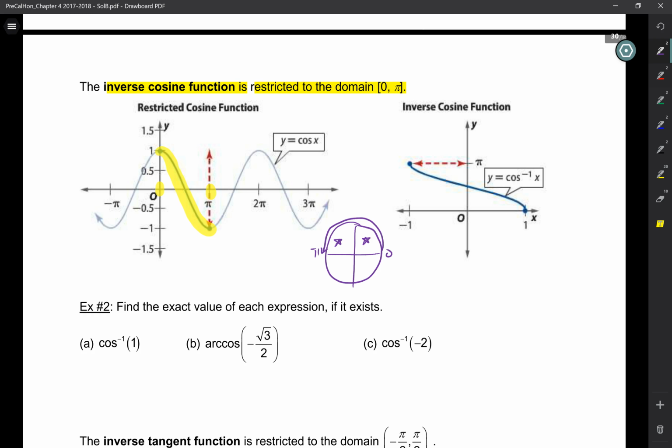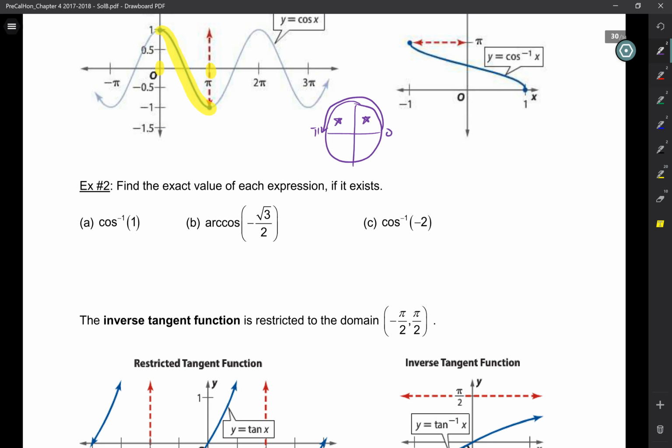Never 4 pi over 3. Okay? All right. So take a look at this. Find the exact value, inverse cosine of 1. So for what value is cosine equal to 1? For what angle? I have a 0. So remember, cosine is the x coordinate, right? And it's 1 for an angle of 0.